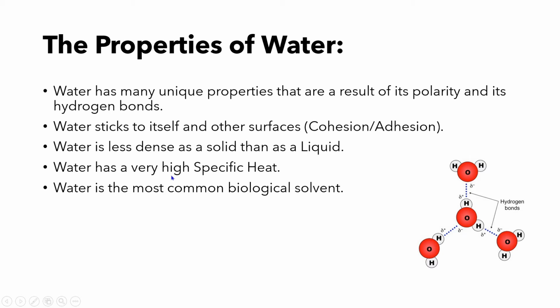So water has a very high specific heat, meaning that it takes a lot more energy to increase the temperature of water, and this is due to these hydrogen bonds. You need to put more energy to separate these water molecules because of these hydrogen bonds. And because of its polarity, water is extremely good as a biological solvent against hydrophilic compounds, such as carbohydrates, which we'll get onto later.